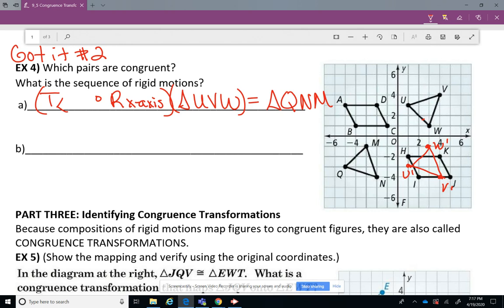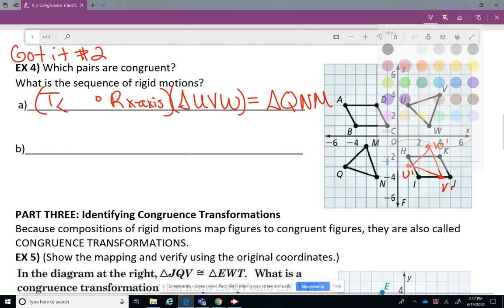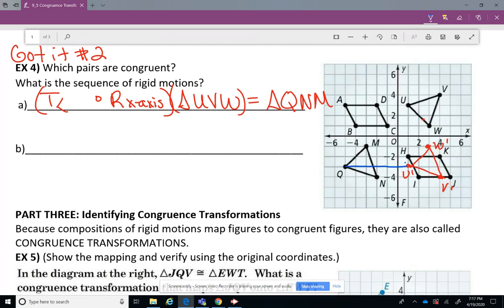Let's see, we're going to translate it. I think if I took U and I went 2, 4, 6 that way, I think it'll be good. W 2, 4, 6. Yep. V 2, 4, 6. Yep, that'll work. So I'm going to translate it 6 units to the left. So that's going to be -6, 0. All right, so we were able to map one triangle onto the other.